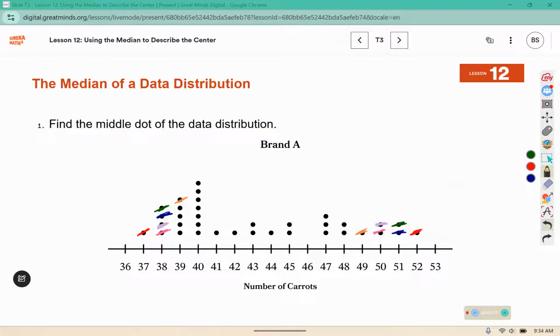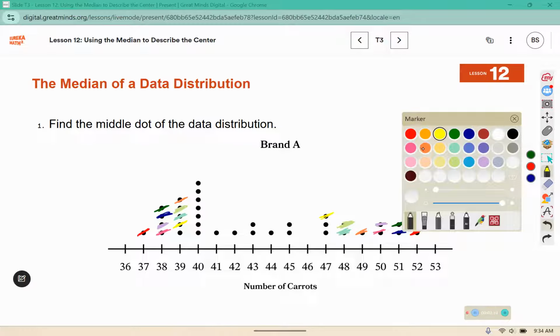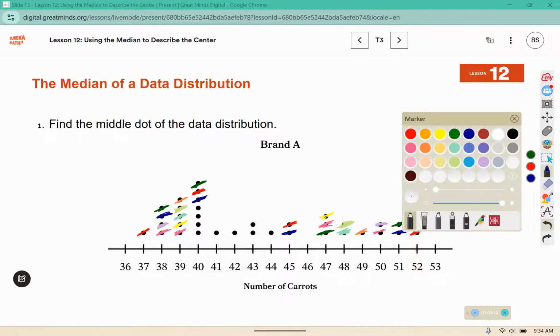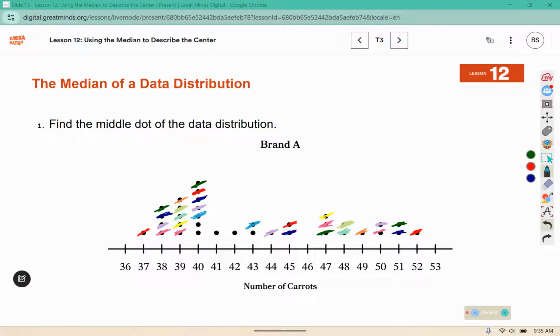6, 7, 8, 9, 10, 11, 12, 13, 14, 15, 16, 17 from both sides. And that left me with this dot right here at 41.